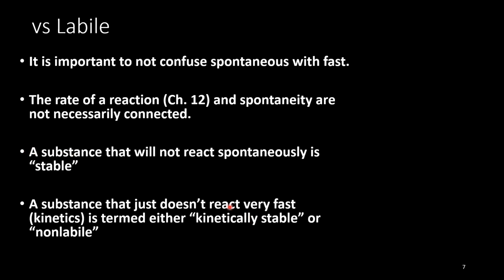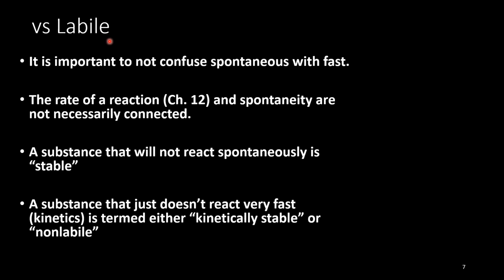Unfortunately, we have another term that we have to use: if you just put something on the shelf, it can be kinetically stable, which really means it's non-labile, this term that I started this slide with. That is just the reaction is so slow that you can think of it in common usage as stable. It's just when we look at the very precise terms in chemistry, we don't call it stable, we call it labile. An example of this is diamond.